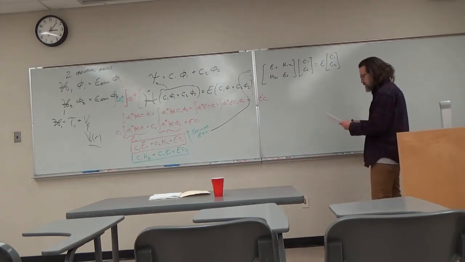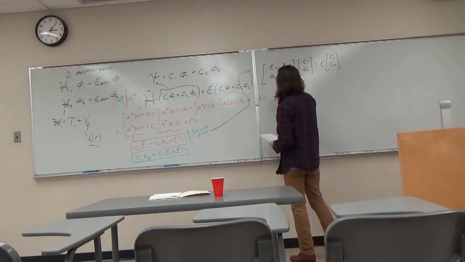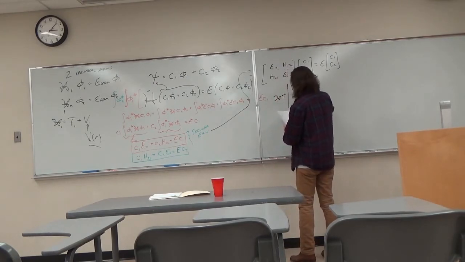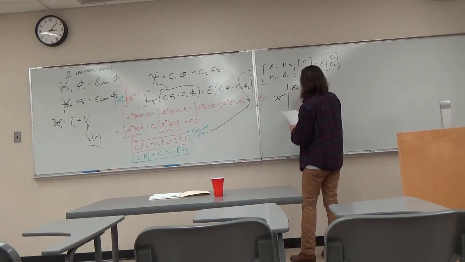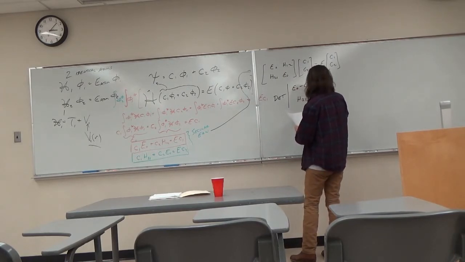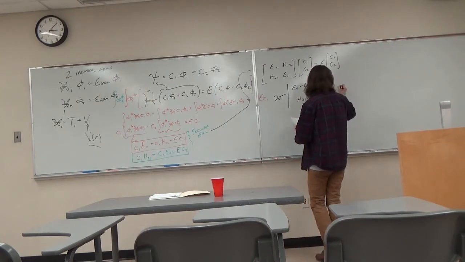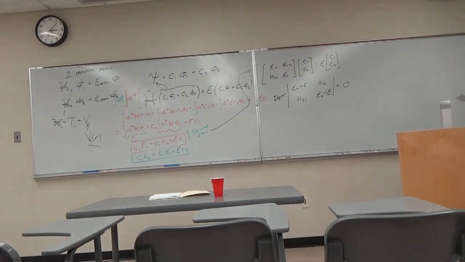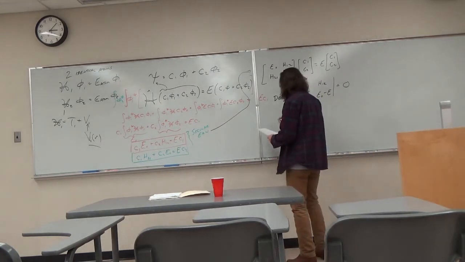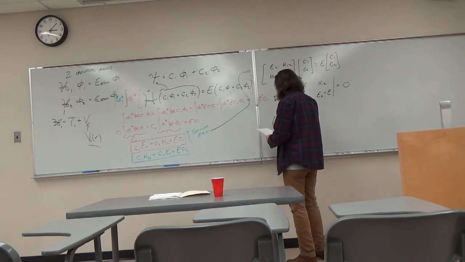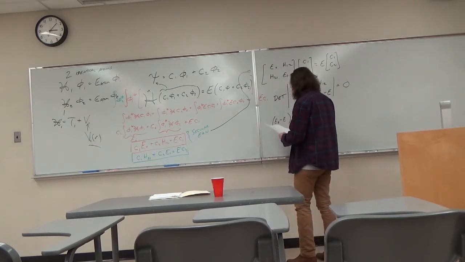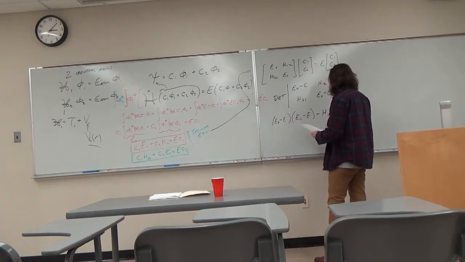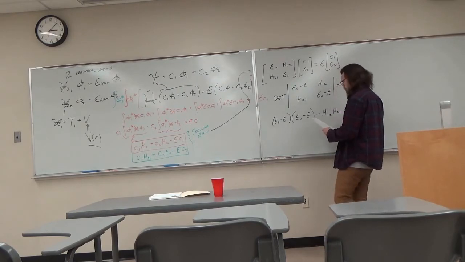So the non-trivial solution we get by taking the determinant of E0 minus E, H12, H21, E0 minus E equals 0. And when we take that determinant, we get E0 minus E, E0 minus E minus H12 H21 is equal to 0.